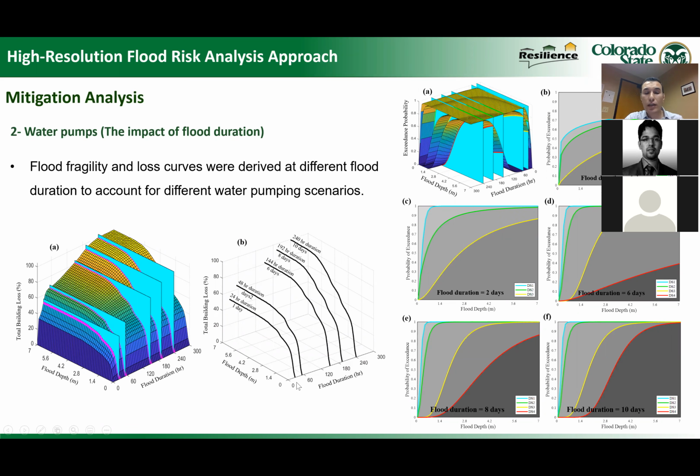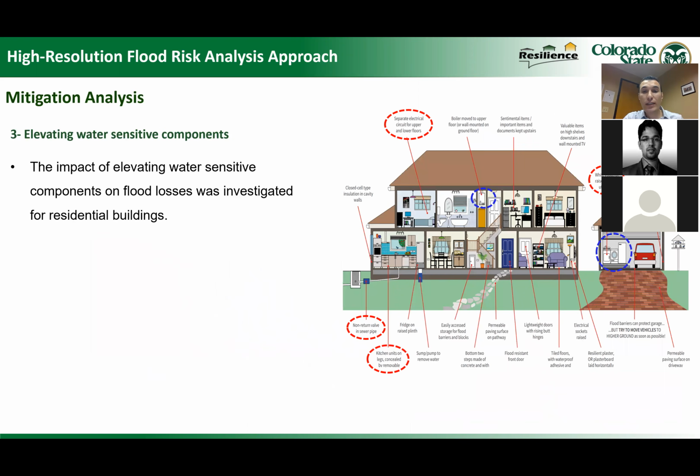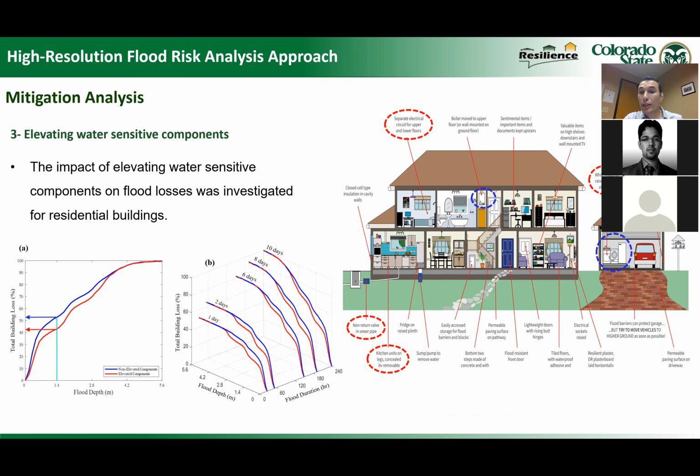So here it shows the flood loss curves at each flood duration: 1 day, 2 days, 3 days. This could be done using water pumps to decrease the flood duration just during the event. When you have some water breach in, you set up your pump and suck the water and put it outside your building. And we also investigated the impact of resilient construction.